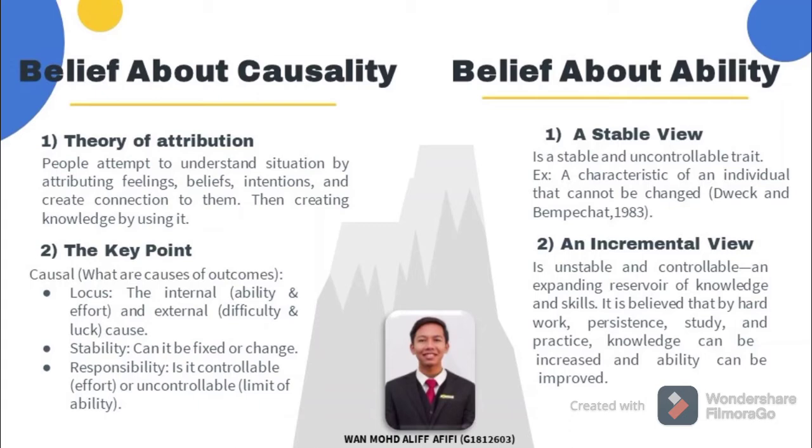Belief about ability. Belief is the most powerful attribution that affects motivation and behavior. By believing something, people will set high expectation on it, including on one's ability. In the book, Dweck 2000 states there are two general views of ability. First, humans view ability as a stable view or entity view. It is a stable and uncontrollable trait such as individual characteristic, and it cannot be changed.